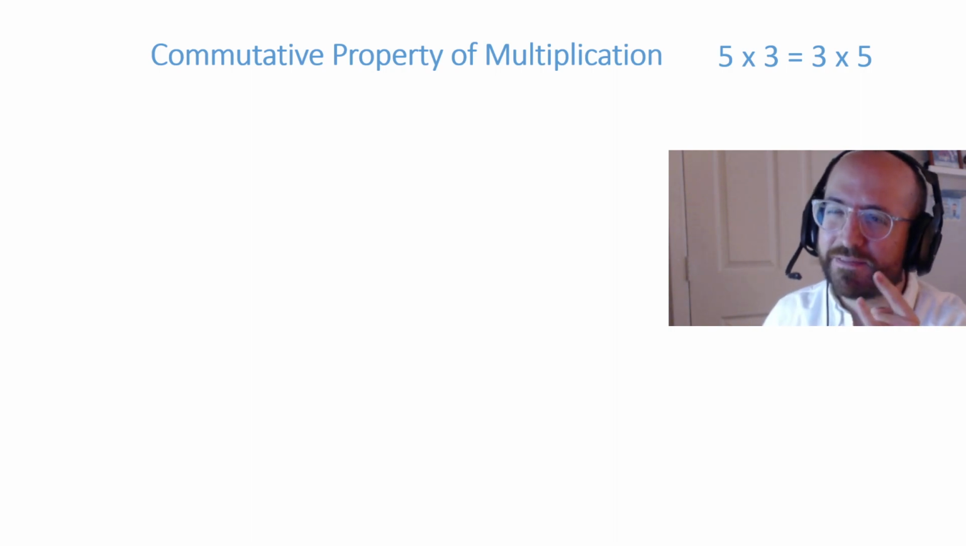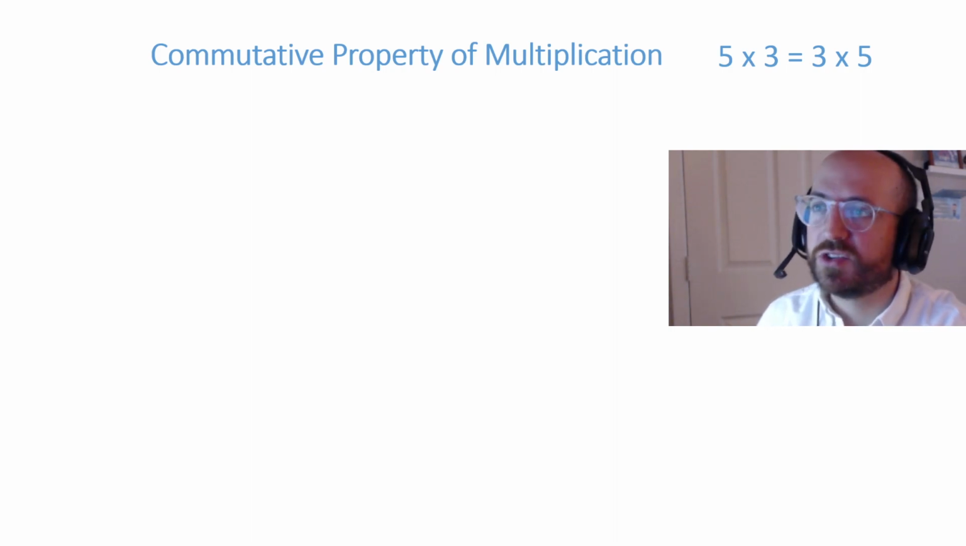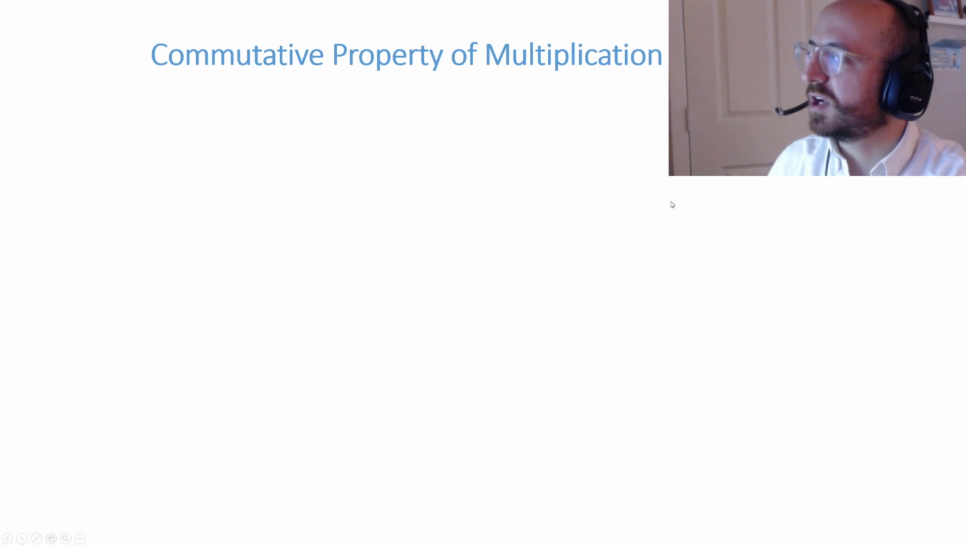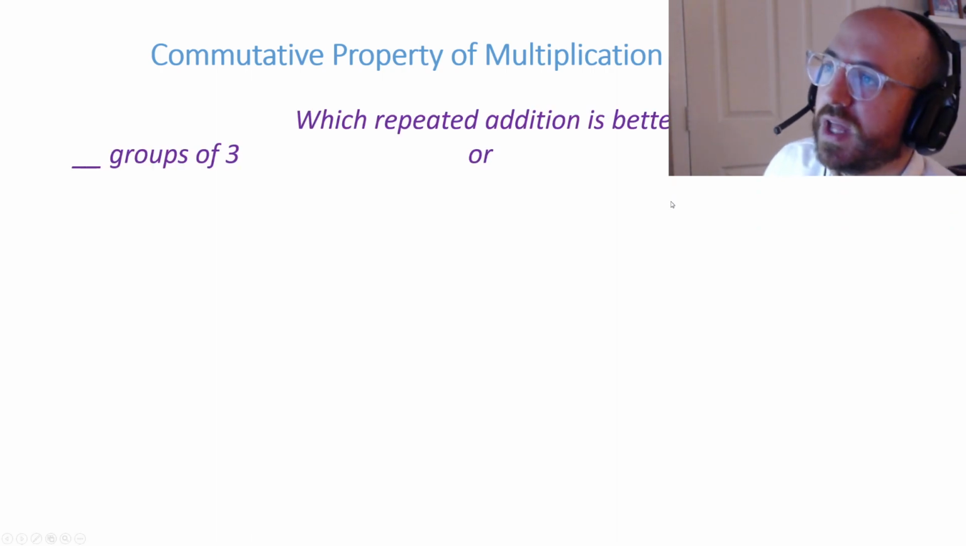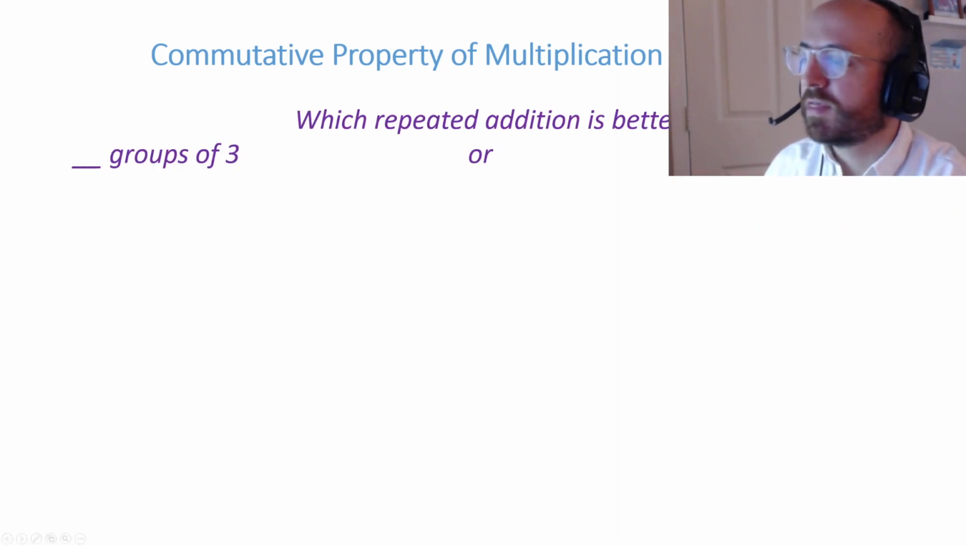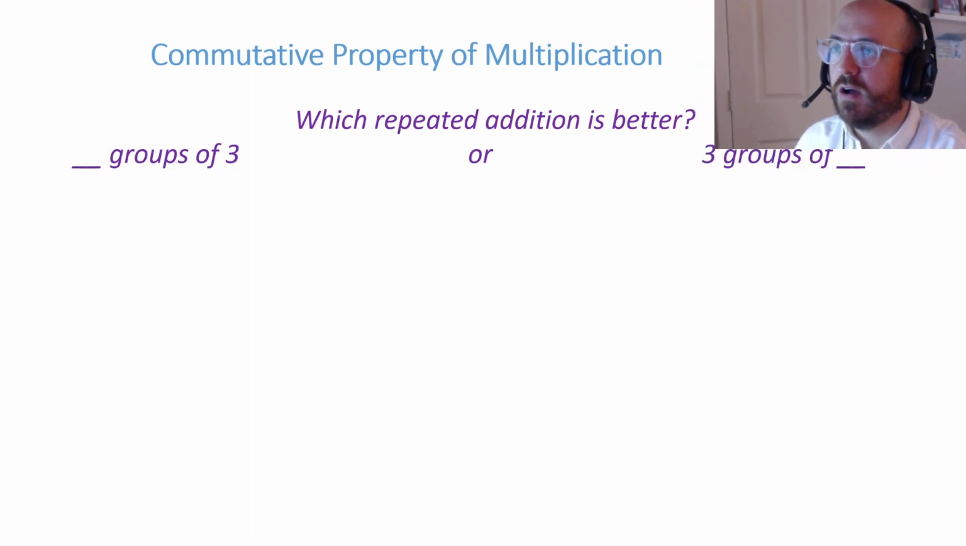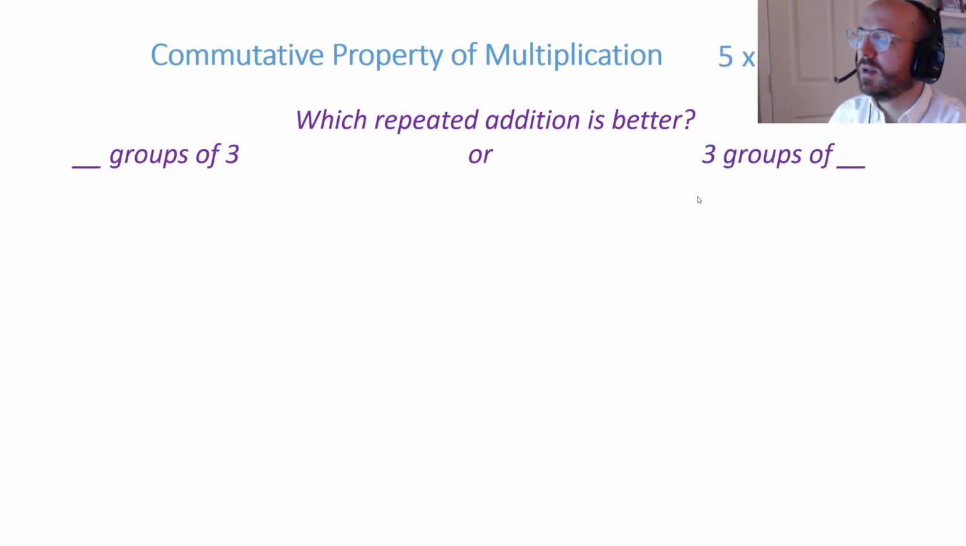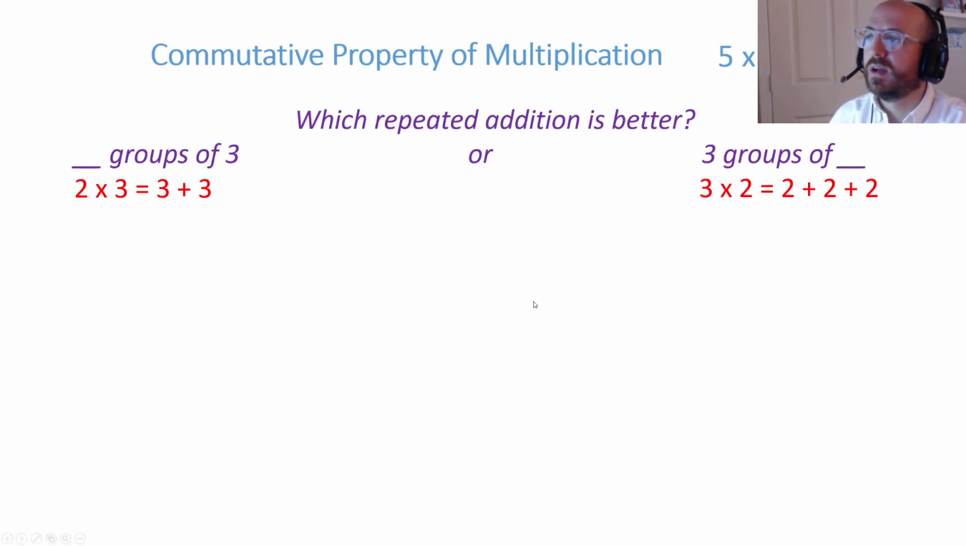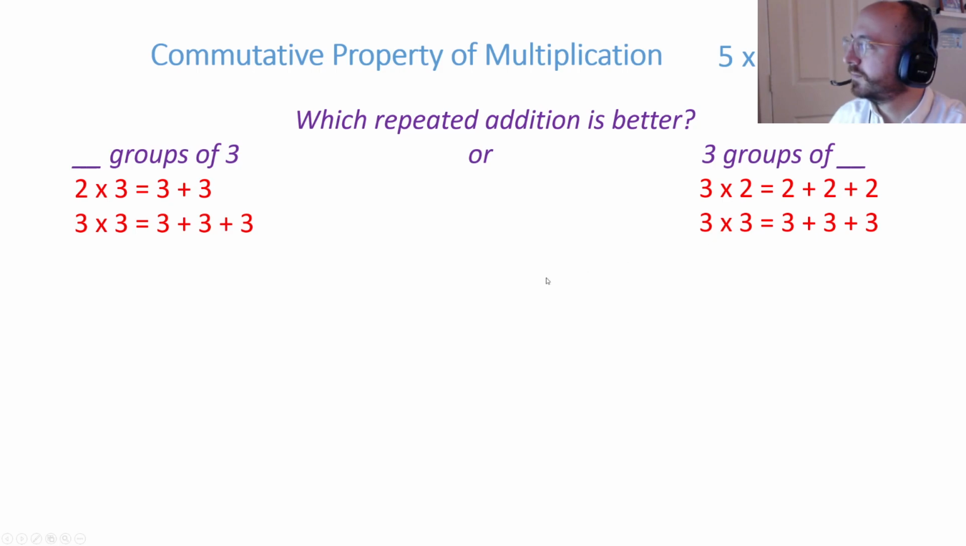And now today I want to find out your preferences and I'll share with you which ones are better. So do you think it's better to do blank groups of three or three groups of blank? It depends. Let's check it out. Let me show you an example. Two groups of three, or what's easier, three groups of two?